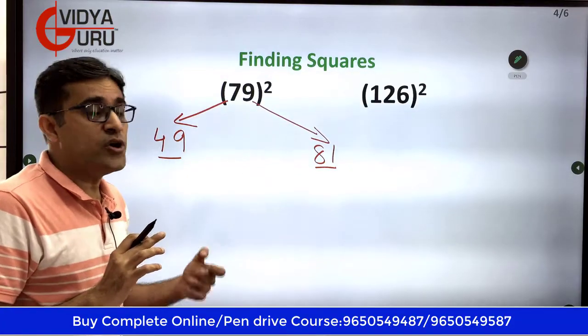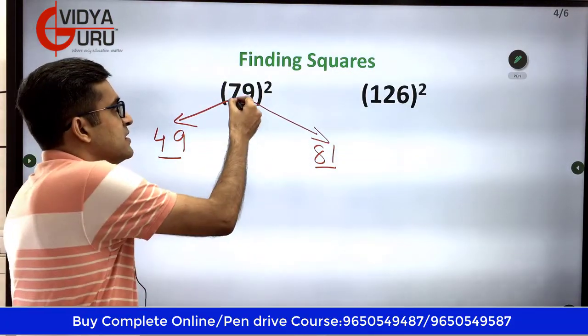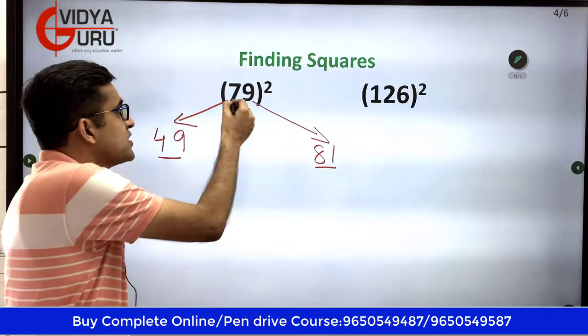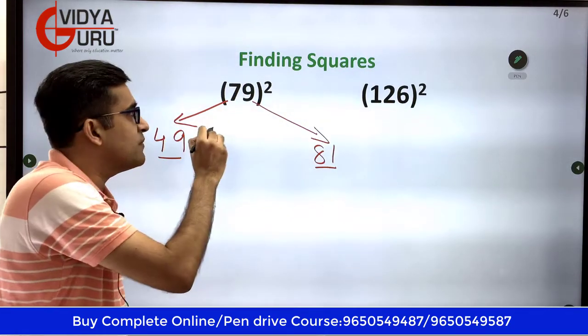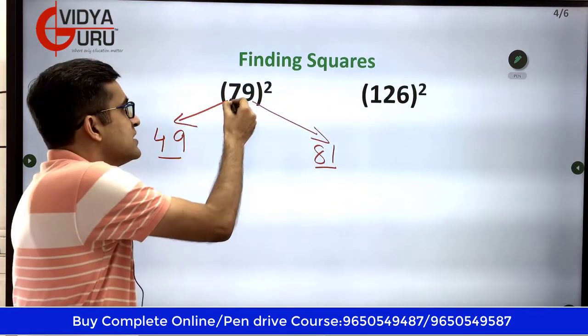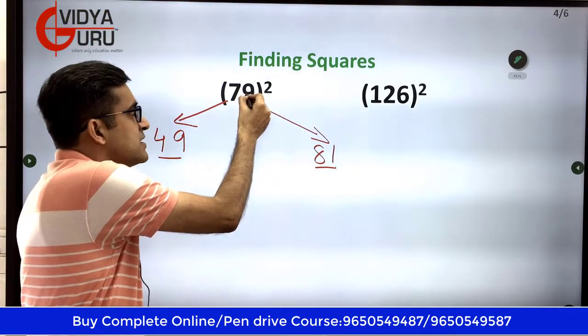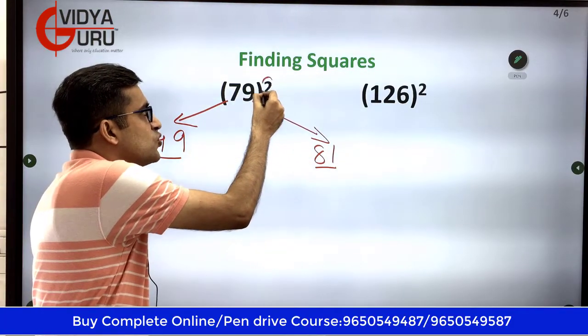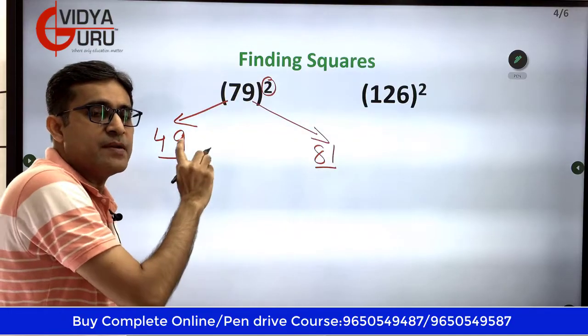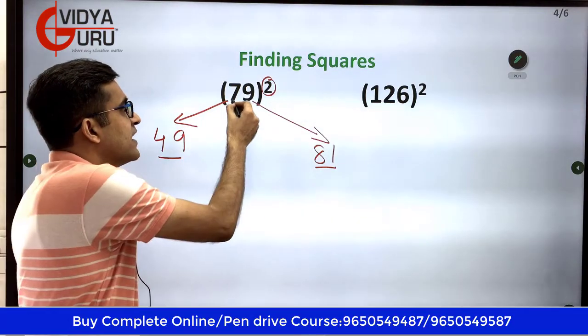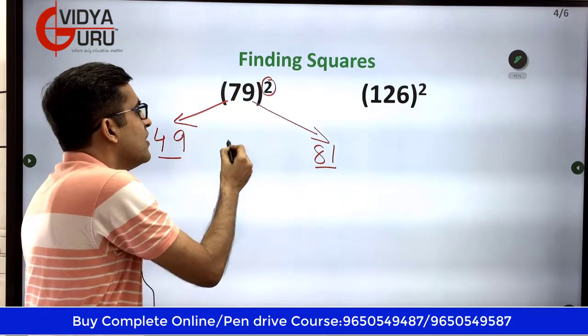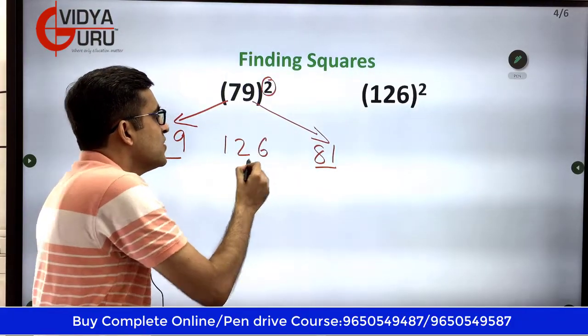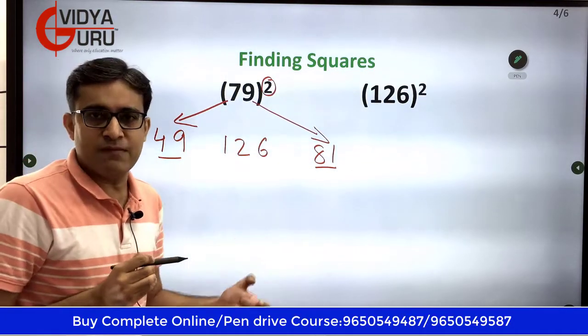In the middle, what are you going to write? Very simple. The product of these two numbers and the power. 7 nines are 63, 63 twos are 126. Even this 2 will be multiplied. The power is 2. So 126, that's the middle value.